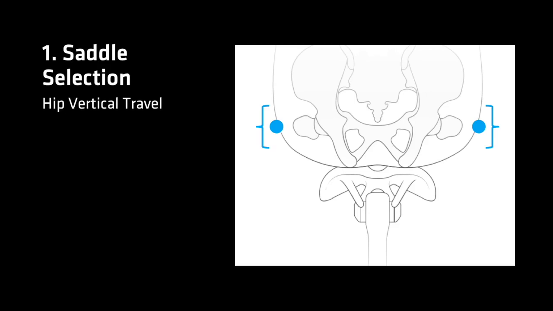Hip vertical travel is a good indicator of saddle support. Look for relative symmetry left to right, less than 15 millimeters of difference. The best saddle should help to reduce the amount of hip vertical movement, or at least not increase this value.